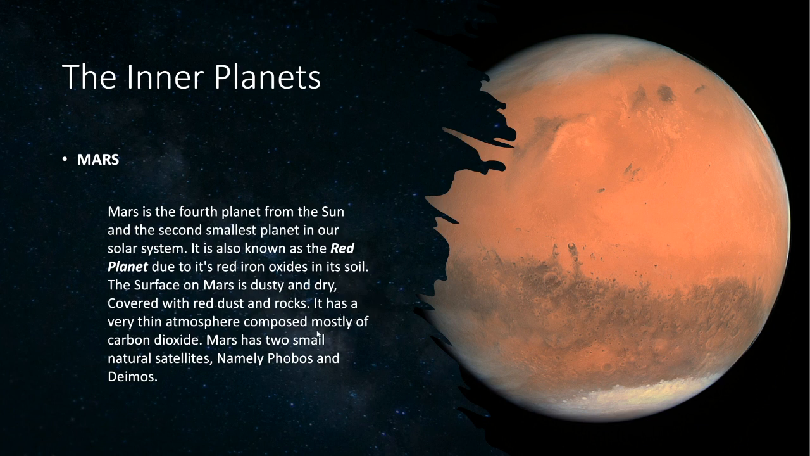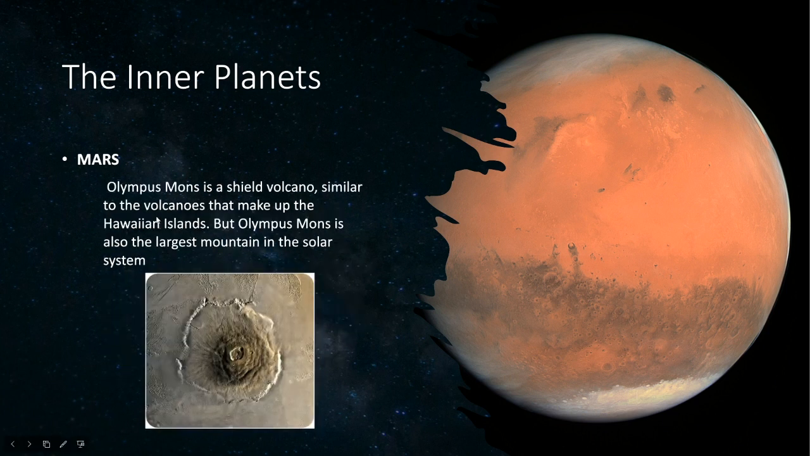Mars also has the largest volcano in the entire solar system, called Olympus Mons. Olympus Mons is a shield volcano, similar to the volcanoes that made up the Hawaiian Islands. But Olympus Mons is also the largest mountain in the solar system. As you can see in the figure below, this is Olympus Mons.